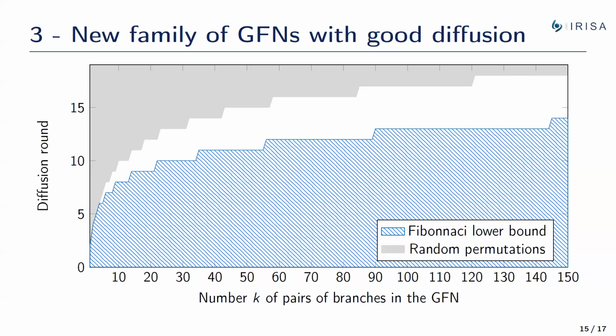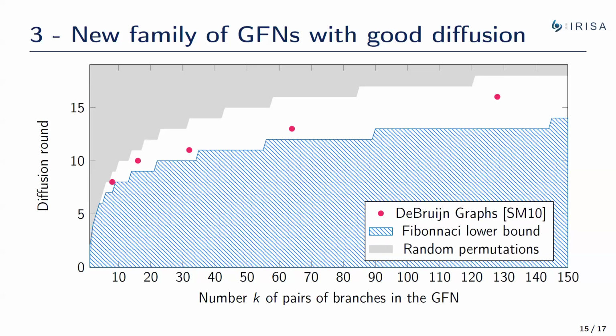So here I draw in blue the Fibonacci lower bound. That is the lower bound on the diffusion round of GFNs. And in gray, it's a space where if you draw a large number of permutations at random, they belong. It's really hard to be in the white space.